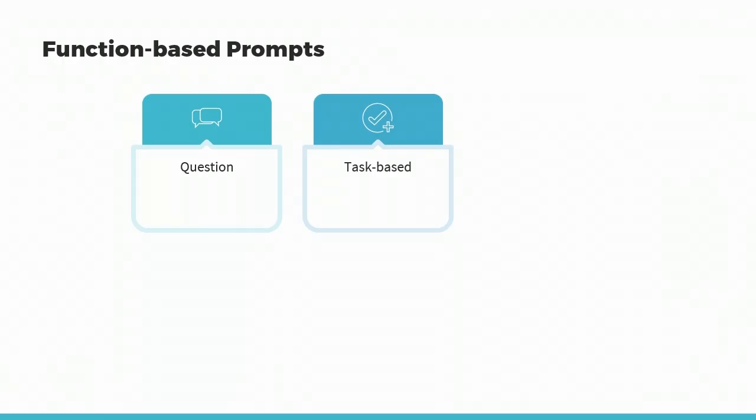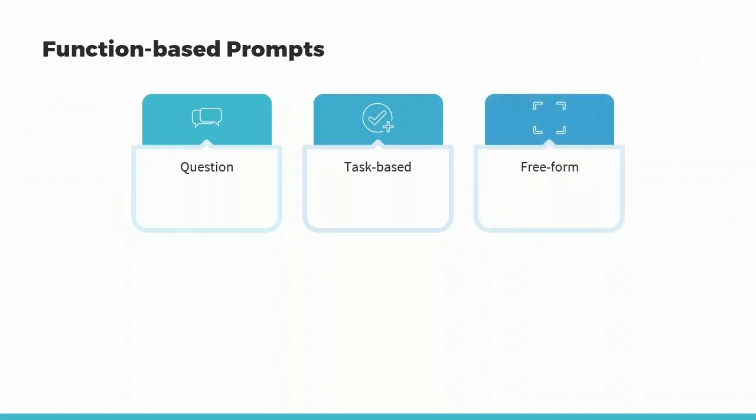Task-based prompts require the model to perform a specific task, such as summarize a text or translate a sentence. For example, a task-based prompt could be, "Please summarize the main points of this article." The model would then return the summary as output. Free-form prompts allow the user to provide any input they wish, and the model generates a response based on that input. For example, a free-form prompt could be, "Tell me something interesting." The model would then generate a response based on its training data and the context of the prompt.